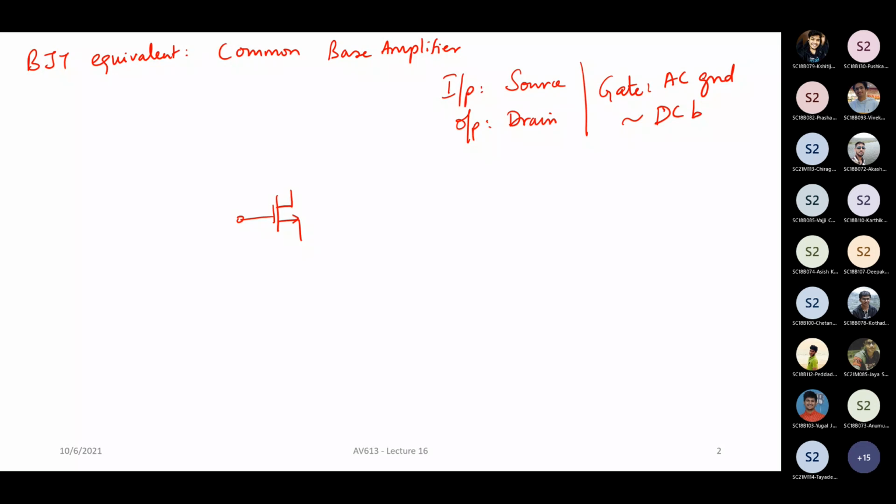Now, what I was saying is that for a common gate amplifier, the input is given to the source and the output is taken at the drain. And this is how we basically have it. Now, let's say the gate is connected to some bias voltage. This is VDD. So the output is taken here. Let's say this is some RD. Now the input can be fed in like this.